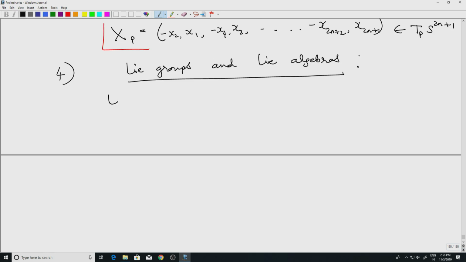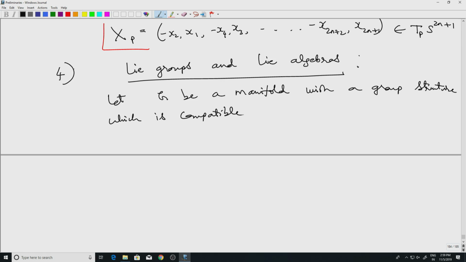So let G be a manifold with a group structure which is compatible with the smooth structure in the following sense.